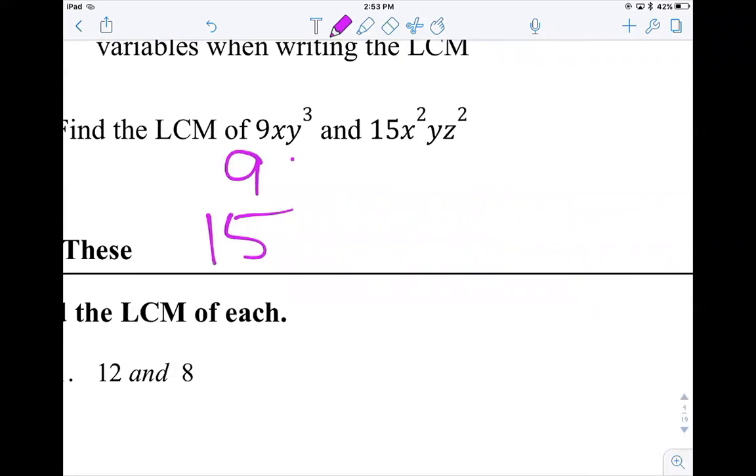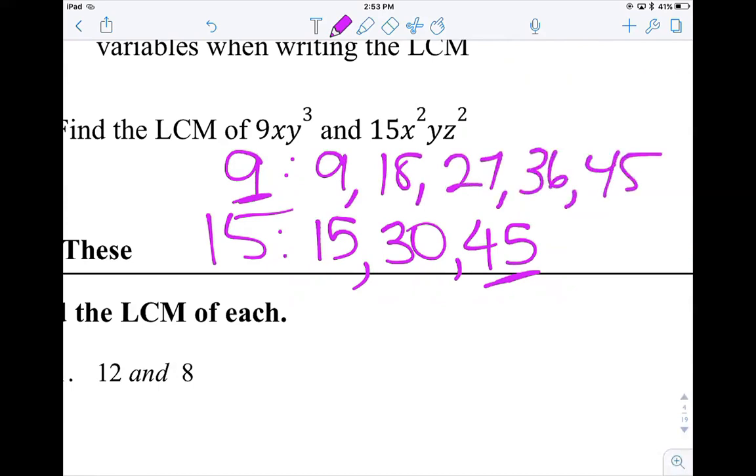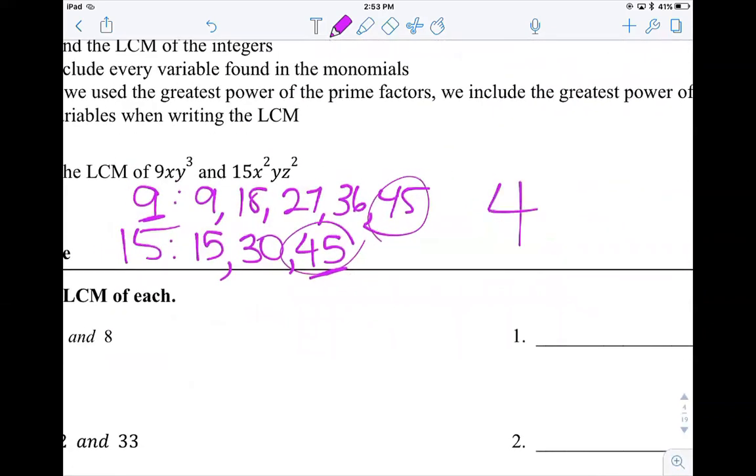I'm going to start with 15 first. So 15 times 1 is 15, 15 times 2 is 30, 15 times 3 is 45. I know 45 can be divided by 9. So I'm going to do my 9, my 18, my 27, my 36, my 45. So there I have 45. So the LCM is going to be 45.